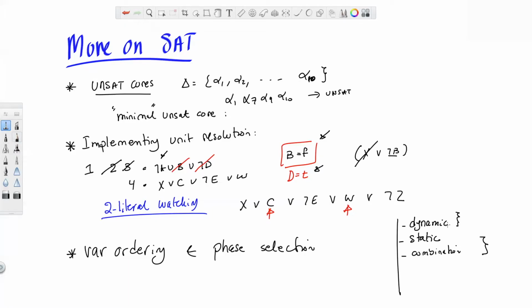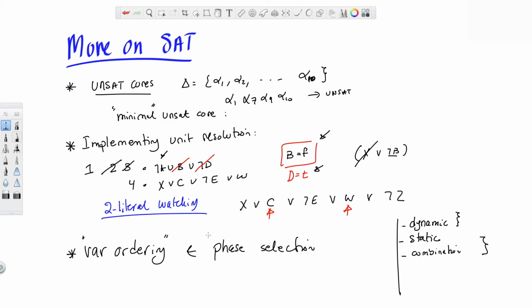And I'm going to leave static and combined for now. We'll get to that later. Those are a little bit more conceptually justifiable, perhaps. They require data structures and so on. So that's as far as variable ordering.